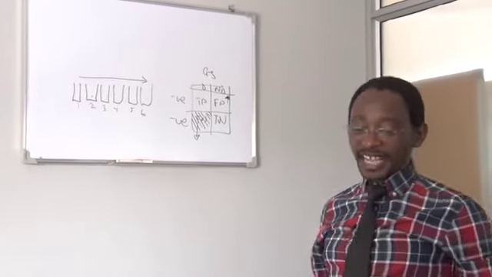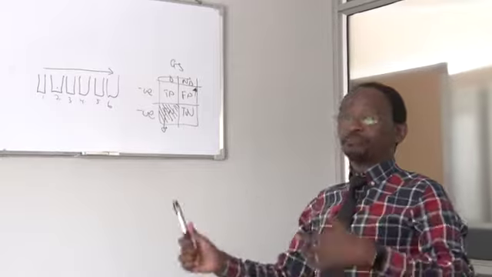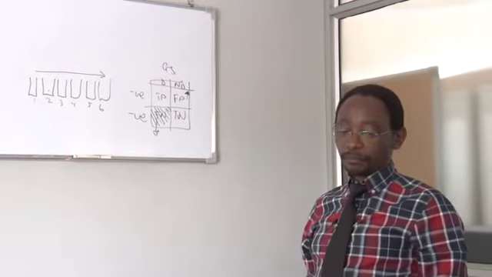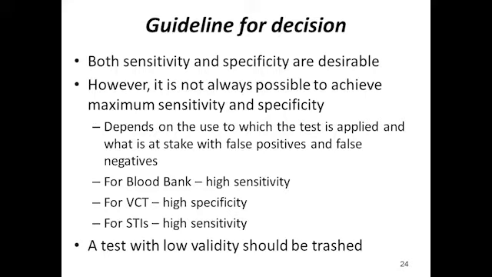Now, how do we decide which is important, sensitivity or specificity, for a particular situation? Both sensitivity and specificity are desirable, but it is not always possible with the tests that we have. It's not always possible to achieve maximum sensitivity and maximum specificity. And it depends on the use to which the test is applied and what is at stake. If I get false positives, what is going to happen? If I get false negatives, what will happen? So can I trade off some sensitivity or specificity?